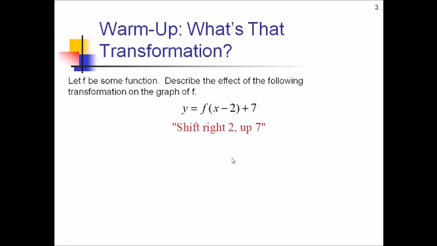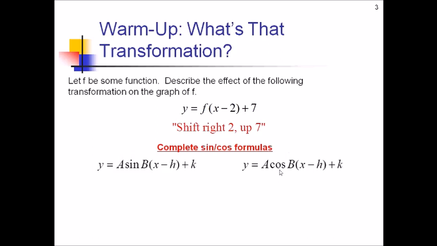It turns out that the sine and cosine functions are no different than any other function in this regard. So here are the complete sine and cosine formulas with these horizontal and vertical shifts built into them. We can write the sine function as y equals a sine of b times x minus h, and then plus k. And we can do the same thing with the cosine formula. So now we have an h and a k that tell us shifting in different directions. But when you're shifting a periodic function like sine or cosine, it's a little bit different than when you're shifting a normal function in some ways.